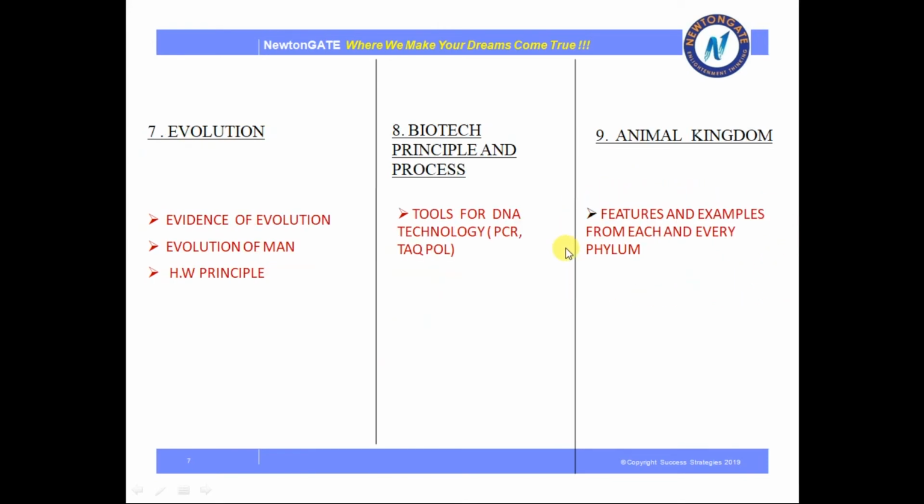Next comes evolution. Under evolution: evidence of evolution, evolution of man, and the Hardy-Weinberg principle. In the Hardy-Weinberg principle, you need to practice some basic mathematics. So these three topics need to be covered before the exam. Then the biotechnology principles and processes. This portion carries the maximum weightage in NEET, so you need to study it thoroughly, especially the tools for DNA technology, PCR, Taq polymerase, vectors, etc.